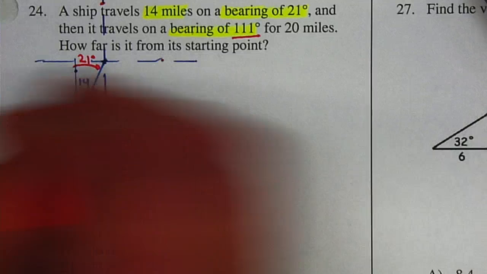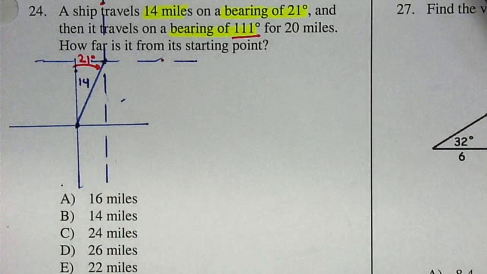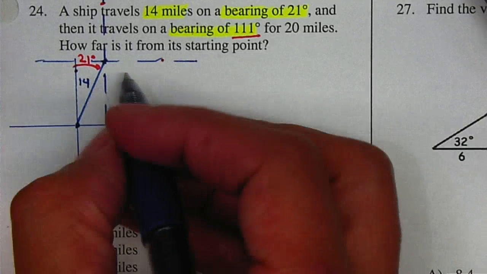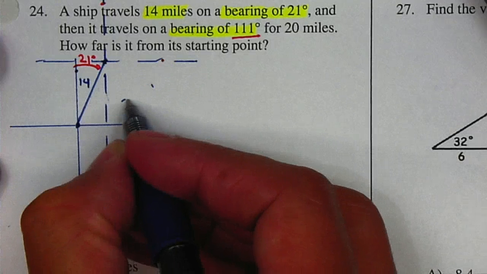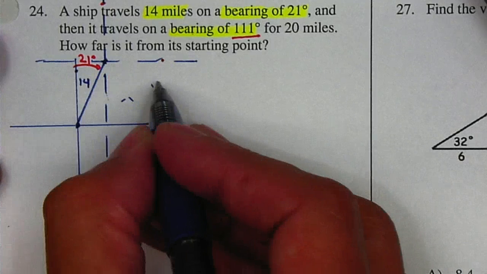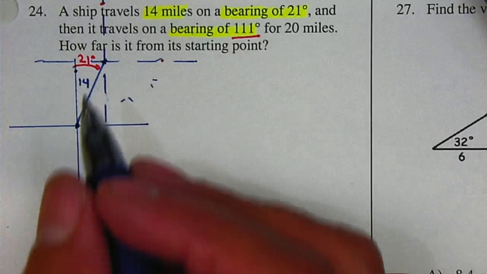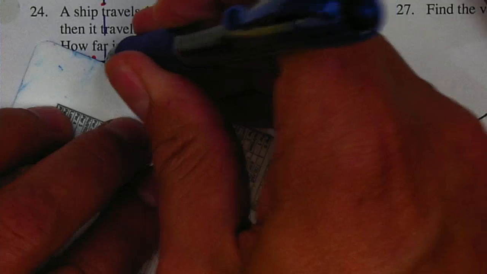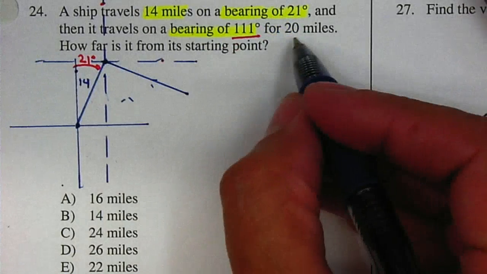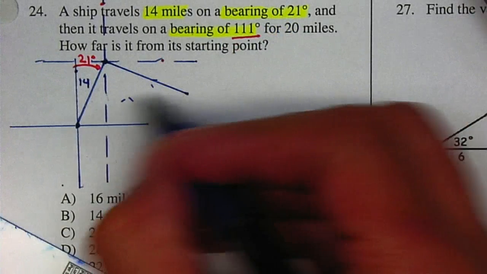So this is 90. How many more degrees? 21 more degrees after 90. So I'm going to divide this in 3 sections by placing 2 dashes, and 21 degrees will be slightly less than 30. So therefore my angles should be this way. Now if you notice, we're going for 20 miles, so it'll be slightly longer than your 14.